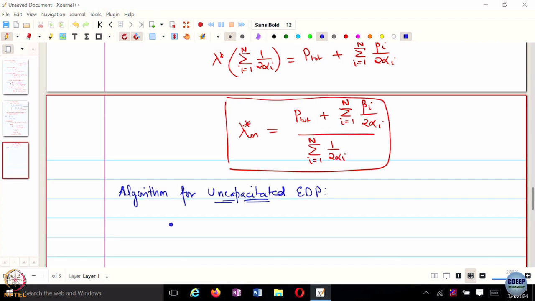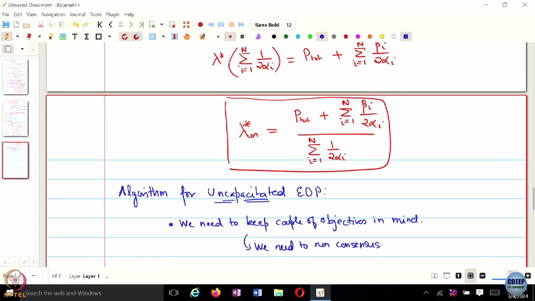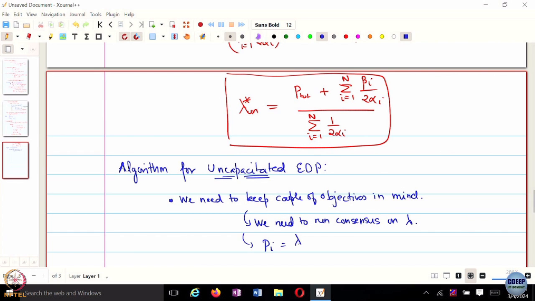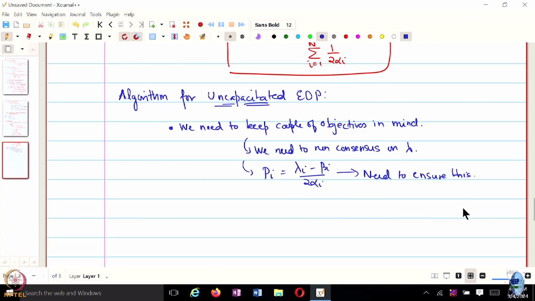So before I specify the algorithm, we need to keep a couple of things in mind. So one thing is we need to run consensus on lambda. And the other thing is PI is going to be, okay, so we need to ensure this. Okay. So this basically gives us the algorithm, which is, let me first write down the algorithm.